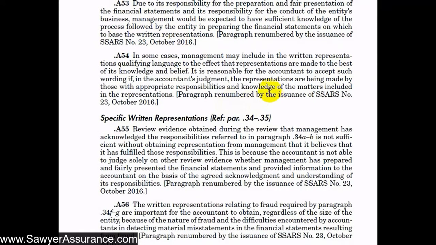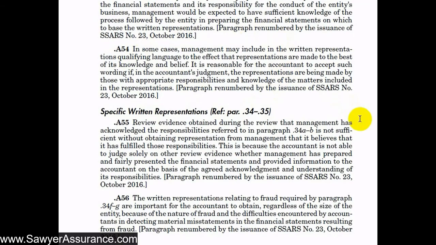We see here that sometimes management might qualify these representations by saying that the representations are made to the best of its knowledge and belief. So rather than saying outright that they believe there's no fraud at the company or that they've made us aware of all the fraud, they might qualify it by saying they've provided us all information related to fraud to the best of their knowledge and belief. And that would be okay if we don't think that it's being done to avoid responsibility.